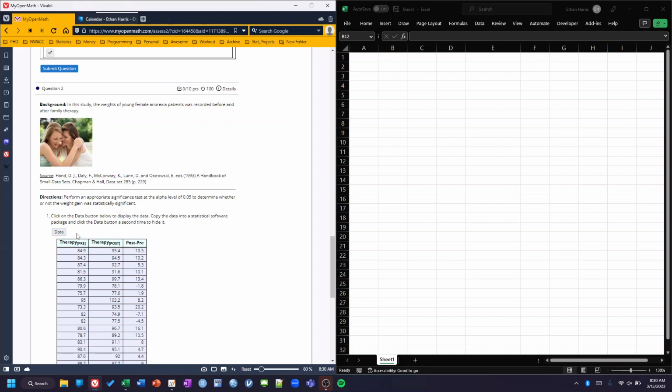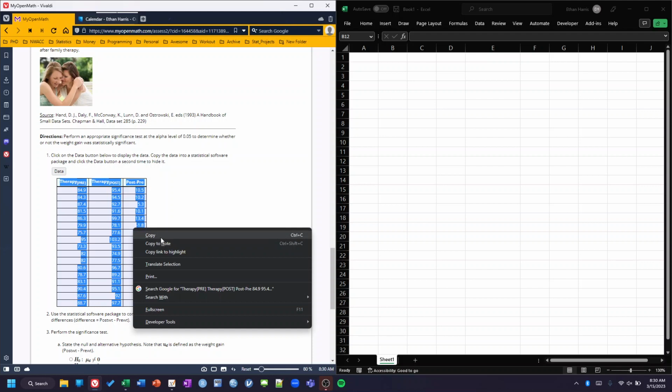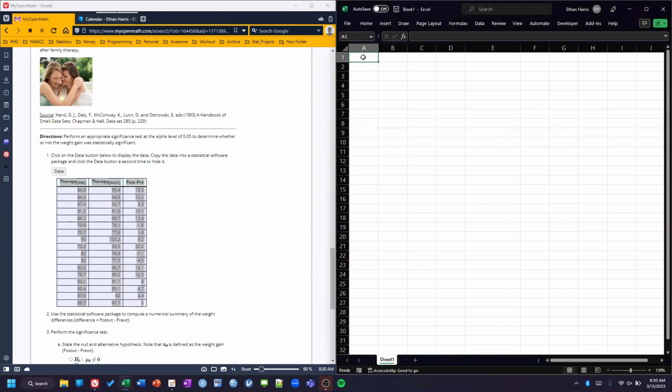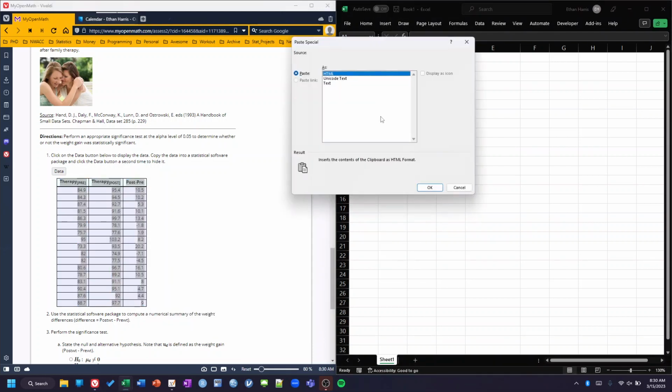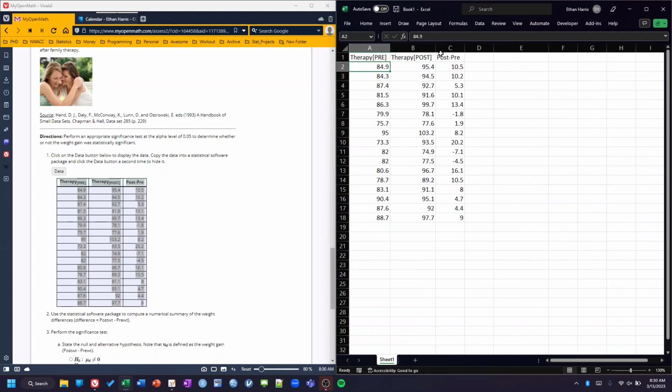And we see we have this therapy pre-weight and this therapy post-weight. Then we have the post minus the pre. So let's go ahead and copy this data over and put it into our Excel file. As we can see, a whole lot of these individuals had higher weights after their therapy. So let's look at that pre and post.